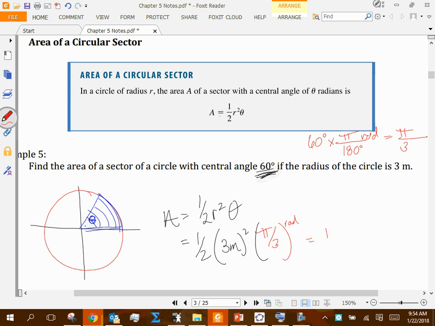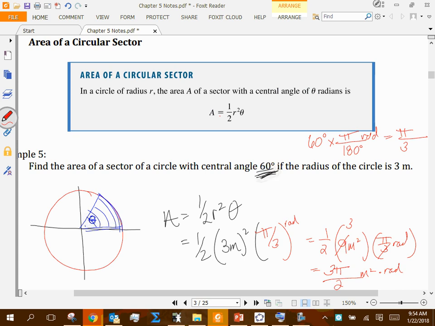Okay, so now I've got 1/2, 9 meters squared, times pi over 3 radians, right? That 9 and that 3 cancel out, leaving me 3. So now in my numerator, I would have, what, 3 pi? 1 times 3 times pi. I'm going to have meters squared times radians. And on the bottom, I'll have 2, right? Now, meters squared times radians.